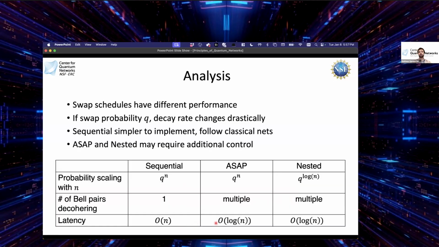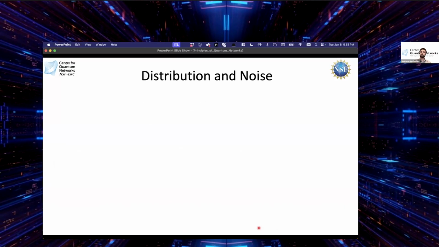Finally, the latency, as we saw before, goes as follows. For sequential, it is linear with the number of repeaters under the assumption that the probability of the Bell state measurement operation, the entanglement swapping operation, is deterministic, and it is logarithmic for both swap ASAP and nested swaps.